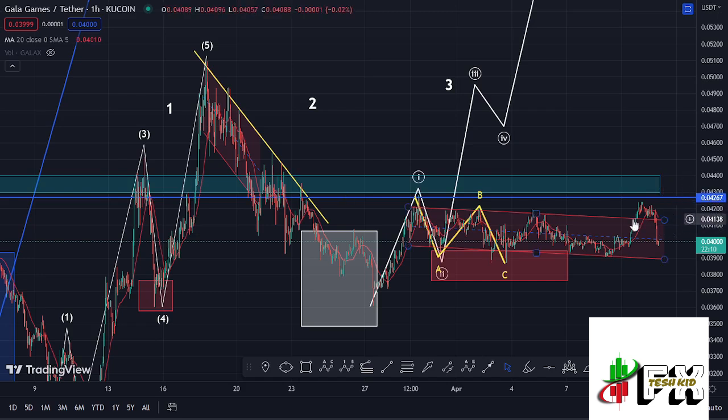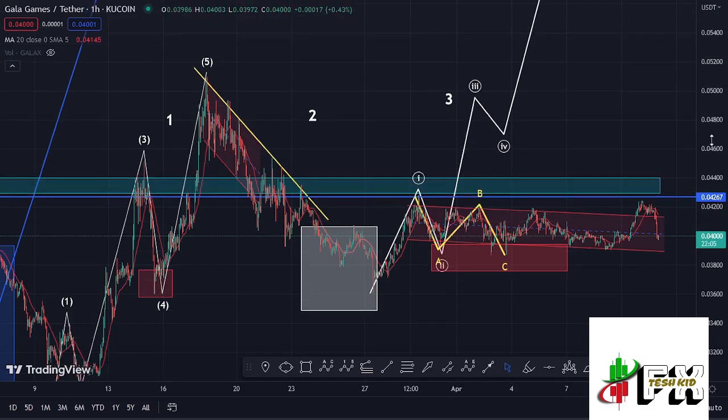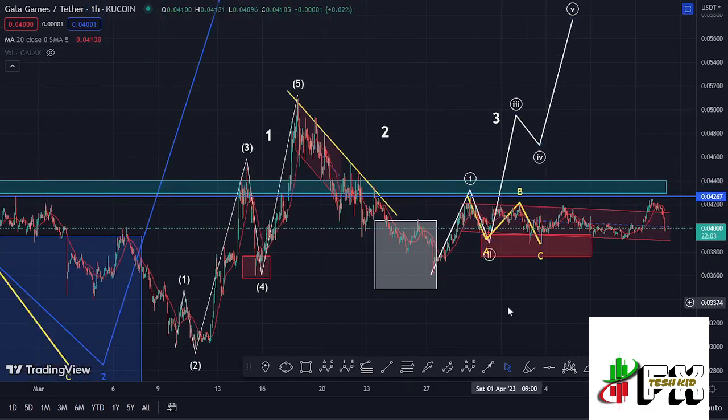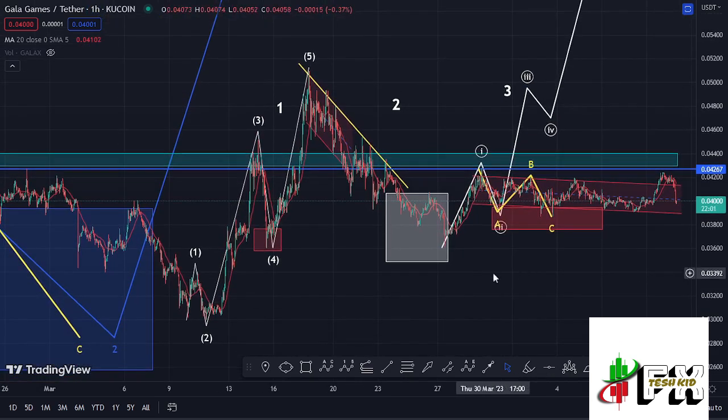And before I give you my target areas in the formation of this wave 3, allow me to first give you a recap of what has been happening here on the Gala Games chart, where you can see that after making our low on the 23rd of March, we started this massive bounce to the upper side, obeying the Elliott wave structures, where you can see that I have this 5 wave structure to the upside, having the wave 5 giving us a peak at around the $0.05094 mark, and also completing that first wave to the upper side.